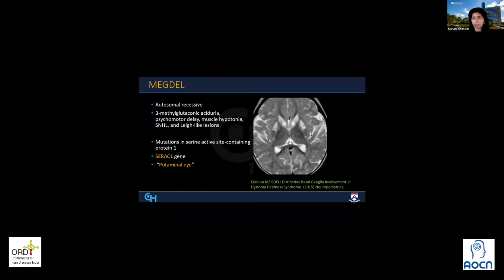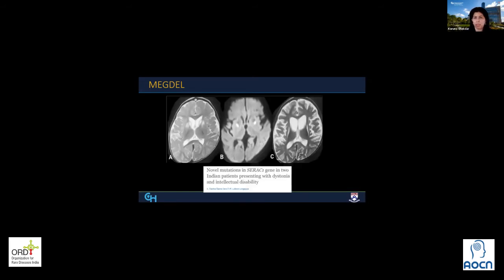But the characteristic feature here is that only the ventral putamen is predominantly involved, and you can actually get like a target or a central area of necrosis in the anterior putamen, and this has been described as the putamenal eye. And there is a specific gene mutation, this SERAC1 gene, which has been identified in cases of MEGDL, and the pattern classically is this ventral putamen, what is called the putamenal eye. So we have to wait and see if we get genetic confirmation on the earlier case that I showed you.